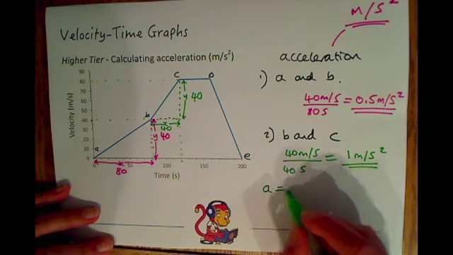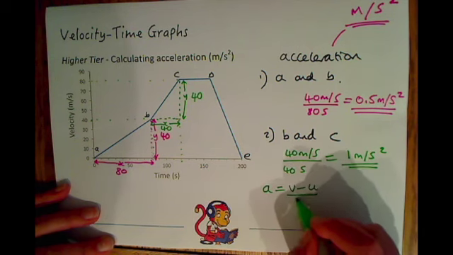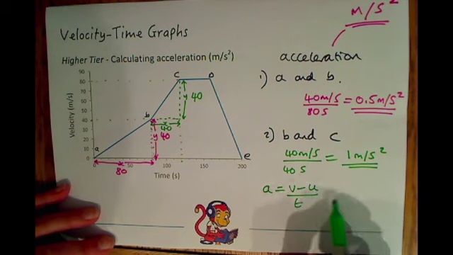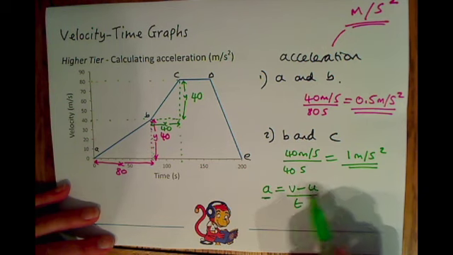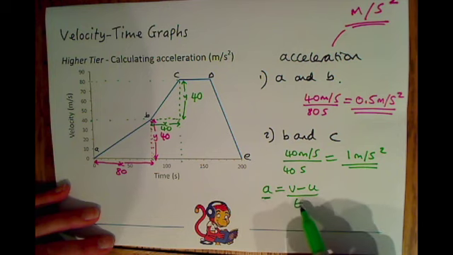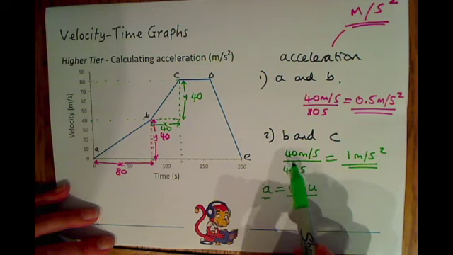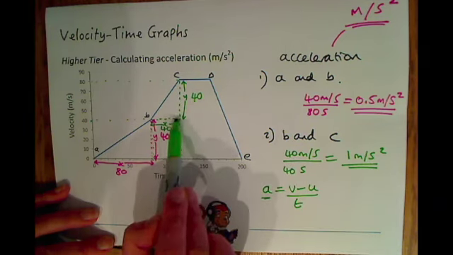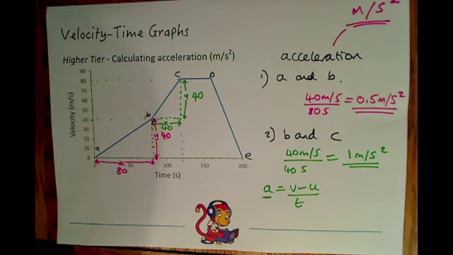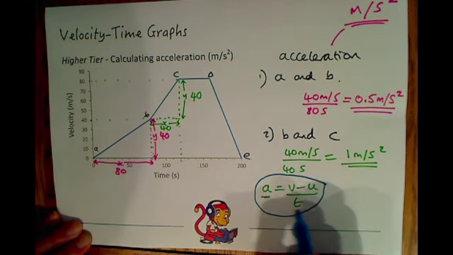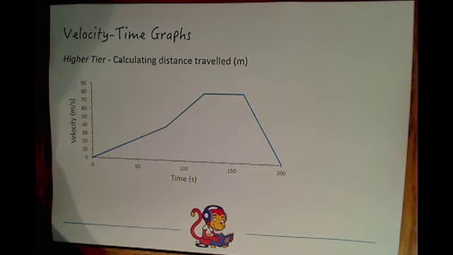which is a equals v minus u divided by t. We'll talk about this in another video when we do some calculations, but a is acceleration, v is final velocity, u is initial velocity, and t is time. So acceleration equals the difference in the velocities over time, and that's exactly what you've done here. You said acceleration is the difference in the velocity over time. So this equation, a equals v minus u over t, is how you calculate acceleration, and that's essentially what we've done using the graph.